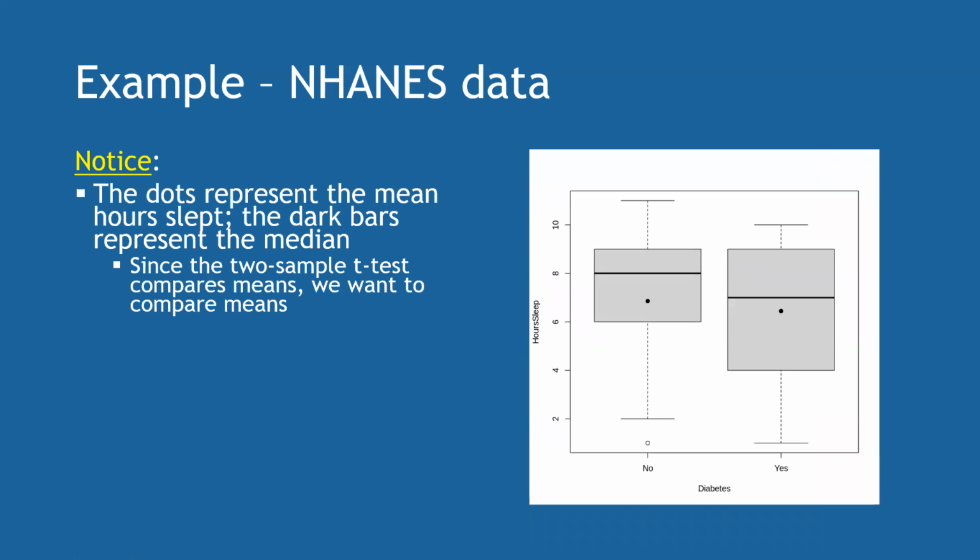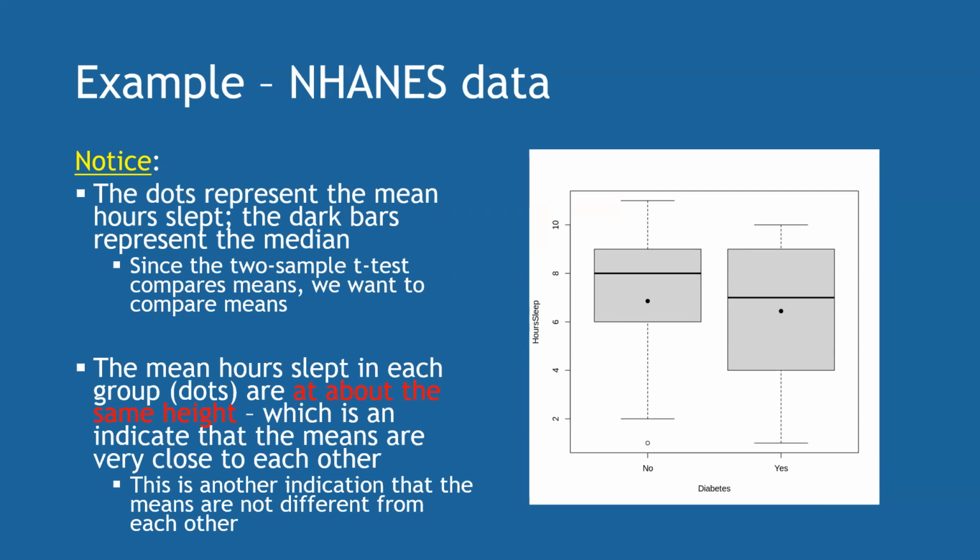Okay, so some things to point out about these box plots and some things you might summarize in your final report is that the dots here represent the mean hours slept. So the dark bars, though, represent the median. So whenever we're using a two-sample t-test, that hypothesis test we said is comparing the means between two groups. So if we're using the two-sample t-test, we want to compare the means, which is why we added these points onto the graph, because otherwise we haven't plotted the means at all. We've only plotted the medians.